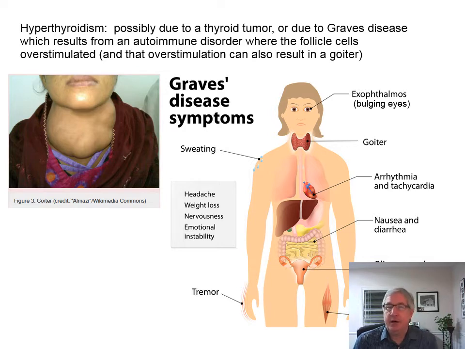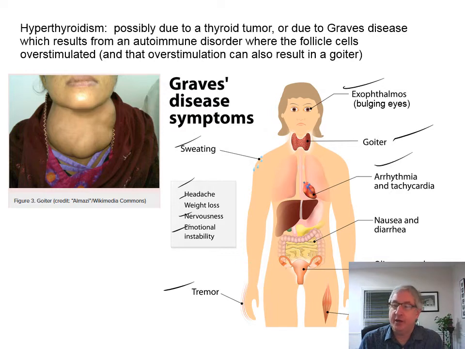And with Graves' disease, so hyperthyroidism, where you're making a lot of thyroid hormone, you might be sweating, headache, weight loss, nervousness, emotional instability, tremors, exophthalmos, bulging eyes. You might have goiter. Arrhythmia and tachycardia, you might have a fast heartbeat. Tachycardia is a higher heartbeat rate than normal. You might also have irregular menstrual cycles, and you also might have muscle soreness as well. All right, next slide. That's Graves' disease. Next slide.